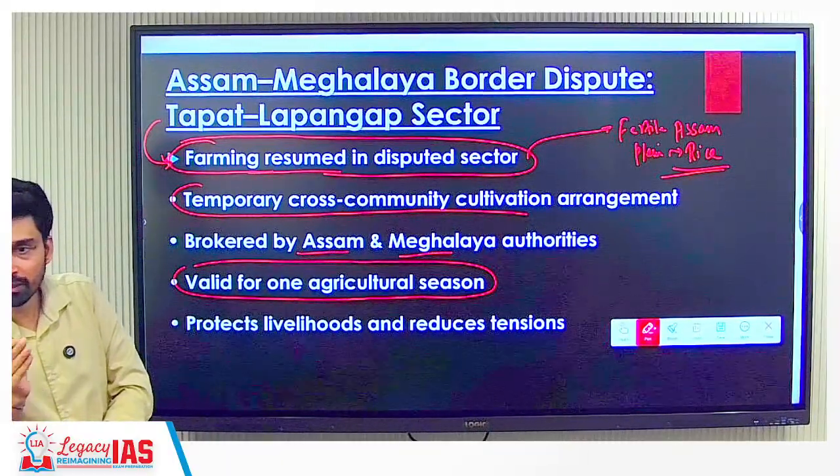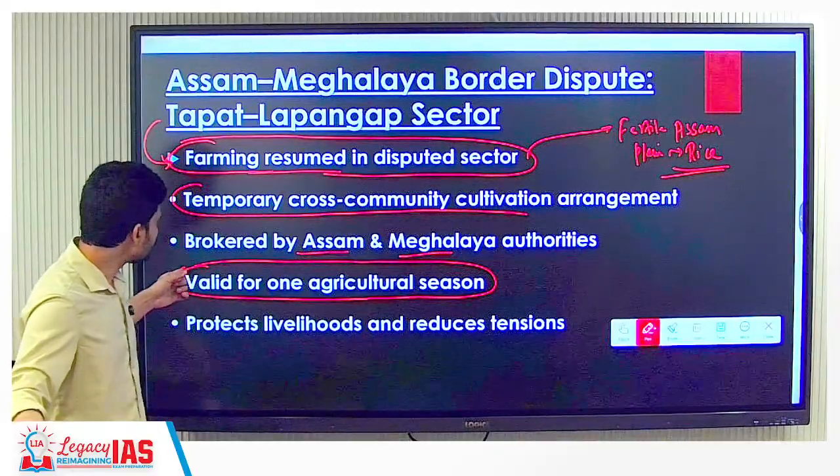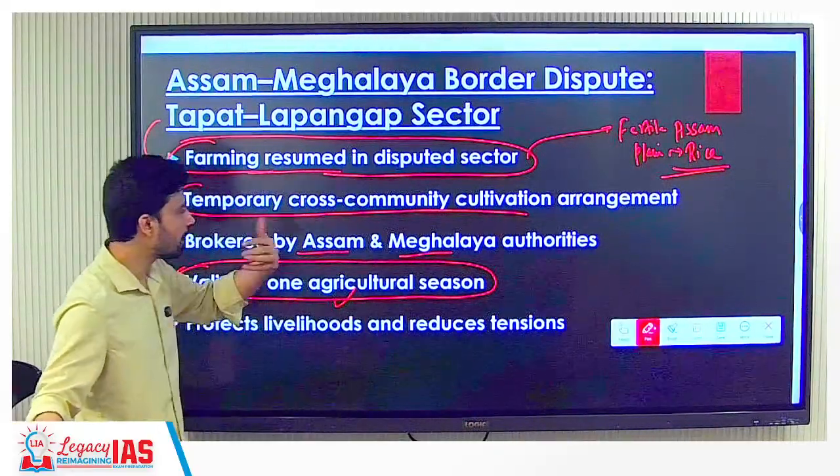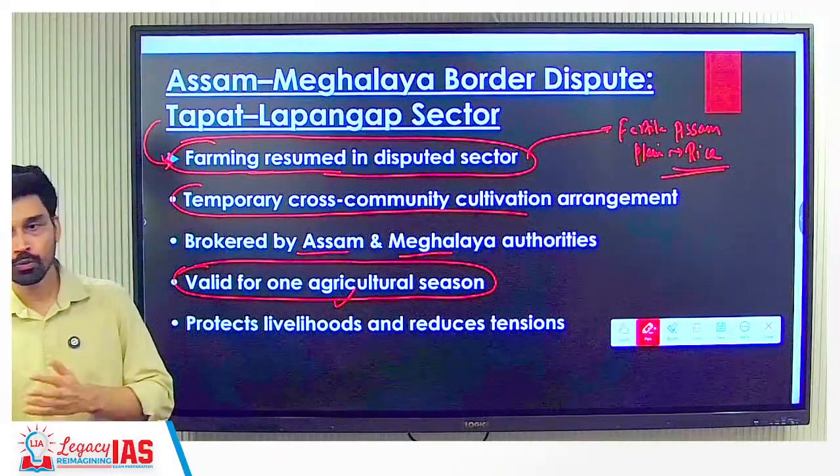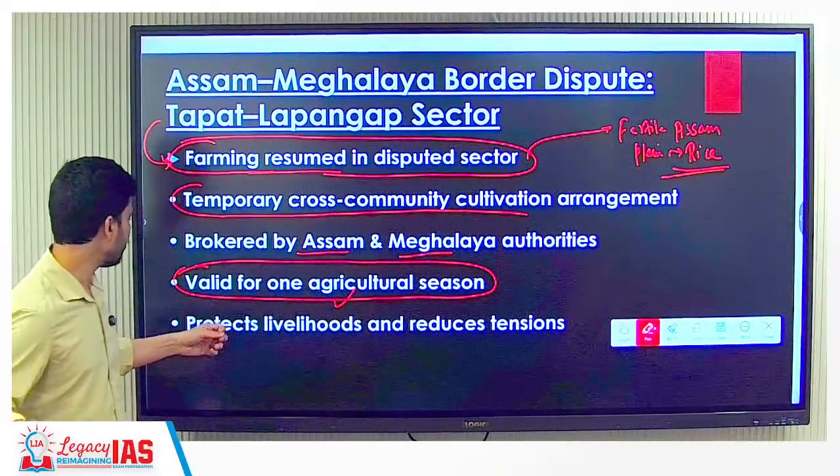Already sowing of crops and everything will start. That's why this truce is valid for only one agricultural season. After the end of the agricultural season, we have to find some new solutions, so people do not keep on fighting with each other.